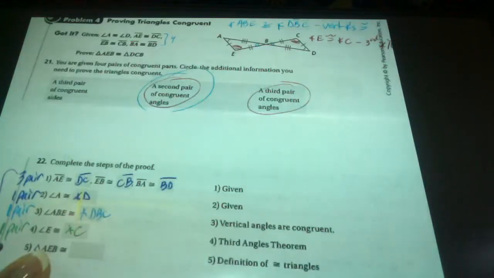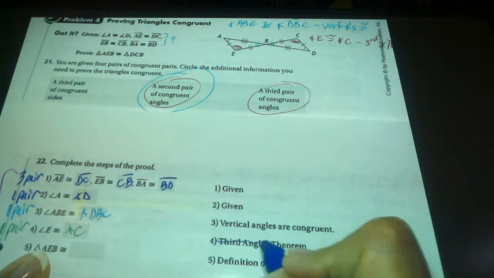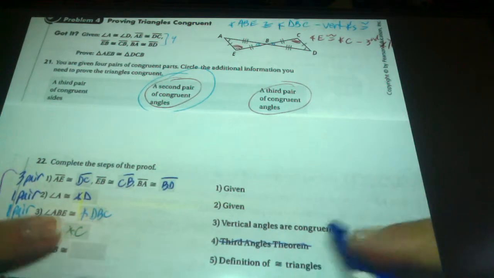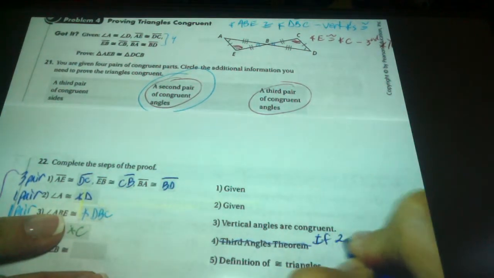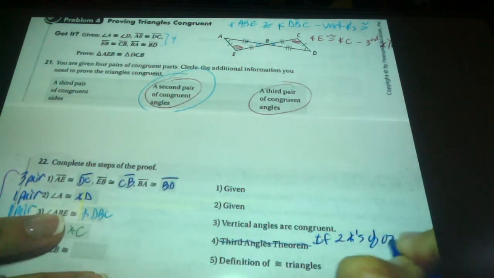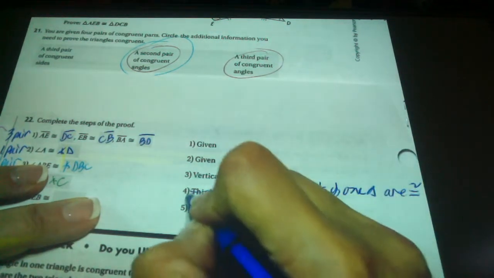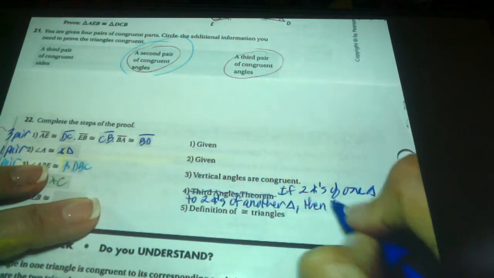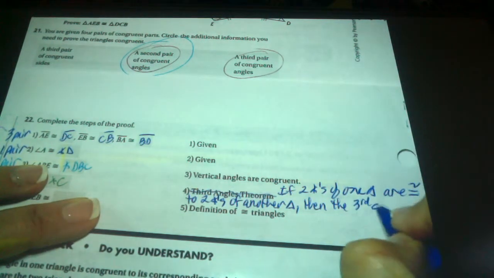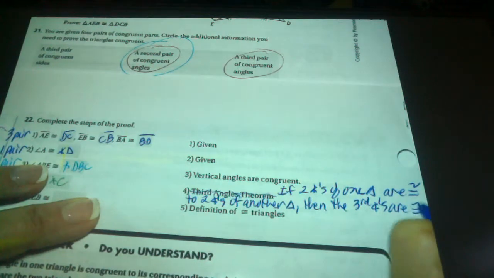And the reason for my last pair I don't accept from this, so we won't be able to write it this way. So you're going to cross that out. And you're going to write: if 2 angles of 1 triangle are congruent to 2 angles of another triangle, then the third angles are congruent.